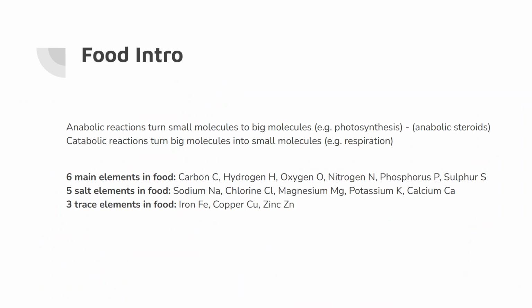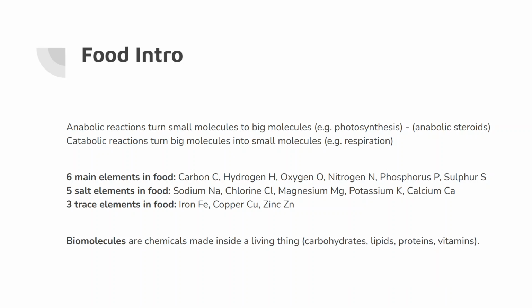So you have six main elements of food: carbon C, hydrogen H, oxygen O, nitrogen N, phosphorus P, sulfur S. Your five salts in food are your sodium Na, your chlorine Cl, magnesium Mg, potassium K, and calcium Ca. And your three trace elements, which you don't find that much, but they're still in food a little bit, are your iron Fe, copper Cu, and your zinc Zn.